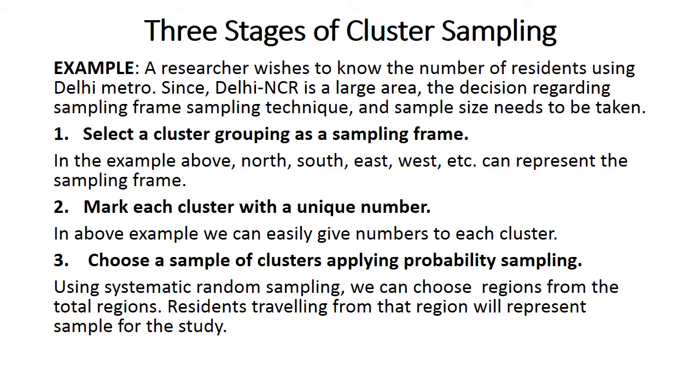That is, if we see north, this is one of the clusters. By using any type of random sampling, we select any individual who is traveling from the north region to another region. It could be the sample from that particular region or cluster.